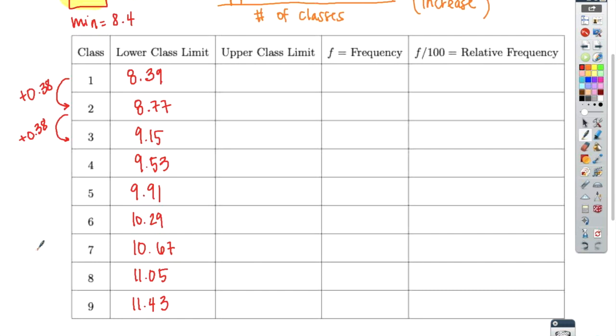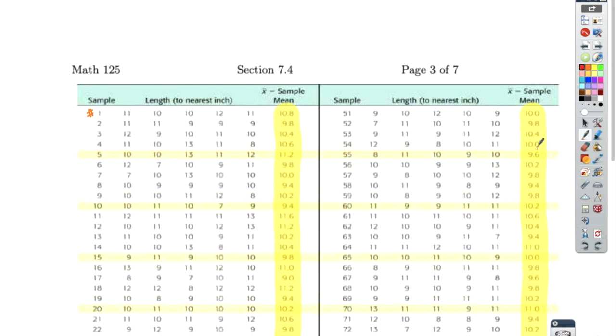So now I need to find the upper class limits. Basically, this one's a little bit easier to do. Essentially what I want to do is get right up against this 8.77 without actually touching it. So I'm going to say 8.76. And because all the values are expressed to the nearest tenth, that's fine the way that it is right now.